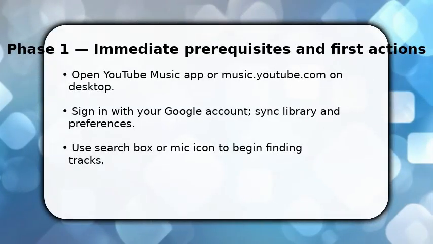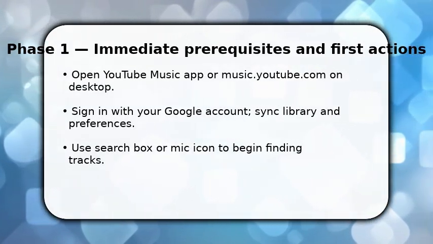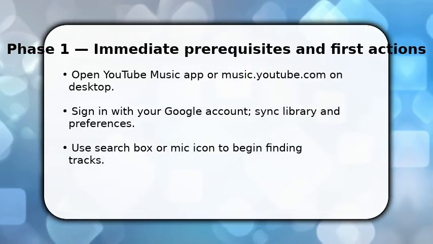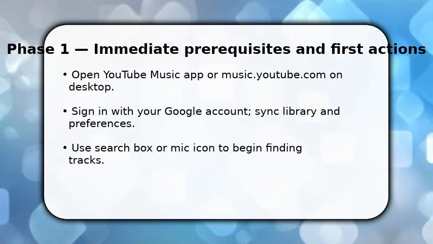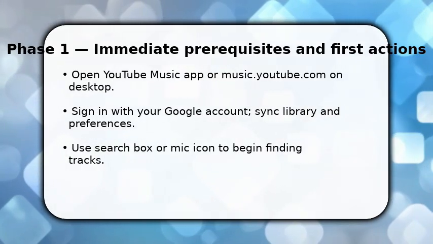You're starting inside YouTube Music. Open the app or go to music.youtube.com and sign in. Once done, focus on the search field at the top. Type an artist, song, album, or lyrics. Use the mic icon to sing or say titles for faster results.